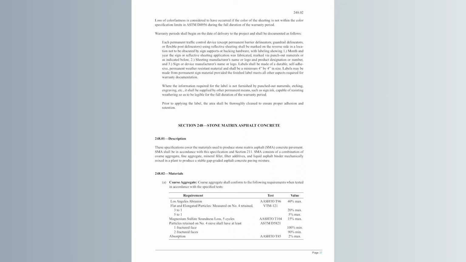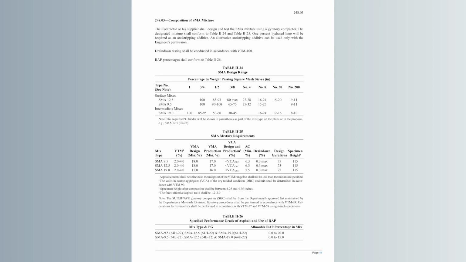One difference between our SMA and our Superpave is that we have a 3:1 and a 5:1 ratio for our F&E, or flat and elongated particles. The next big difference is our table 2-24, which is our SMA design ranges. So that will tell you what your mixes need to be designed to for each specific sieve. Table 2-25 is your volumetric properties for your SMA, and table 2-26 is your allowable wrap percentages.